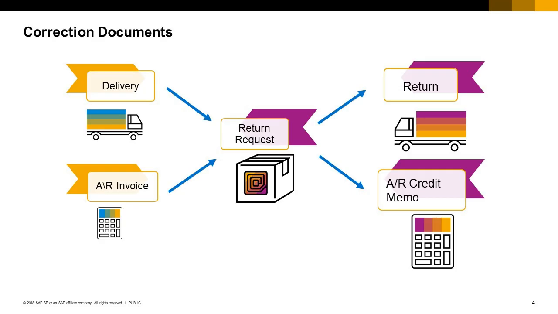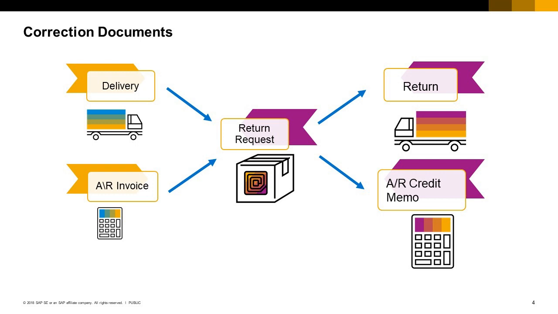The two main correction documents for the sales process are the return document and the AR Credit Memo. In this topic we focus on the AR Credit Memo. The AR Credit Memo, or credit note, is the document used to process returned items or to give a pricing credit, once an AR invoice has been issued.